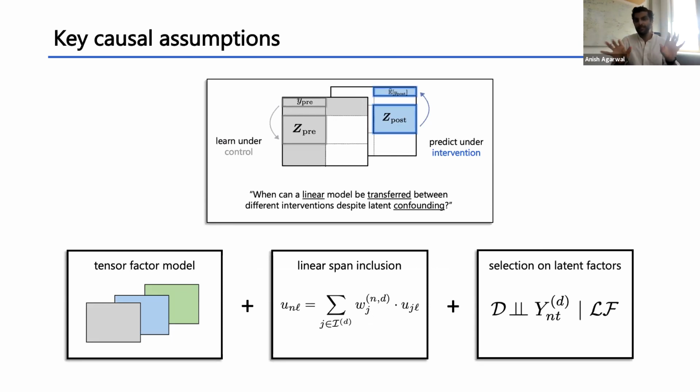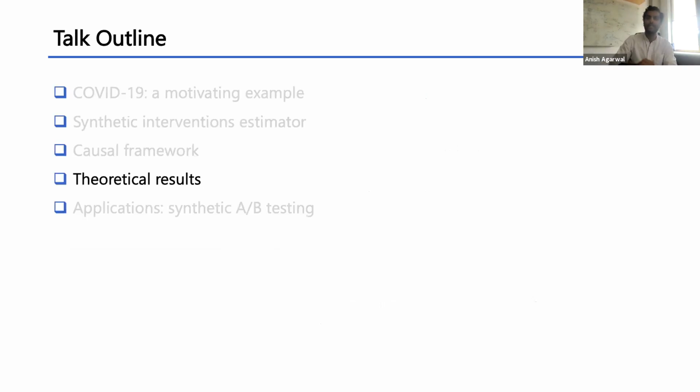The three key assumptions we're going to make are, first, the existence of a tensor factor model across the units, time, and interventions. Second is this linear span inclusion for the target unit's latent factor and the donor units that received intervention D. And lastly, the selection on latent factors assumption, which is that the intervention assignments are independent of potential outcomes, conditional on latent factors. Now, in the next section, Dennis is going to take us through the key theoretical results given these assumptions. So I'll pass it on to Dennis. Thank you again for your time.